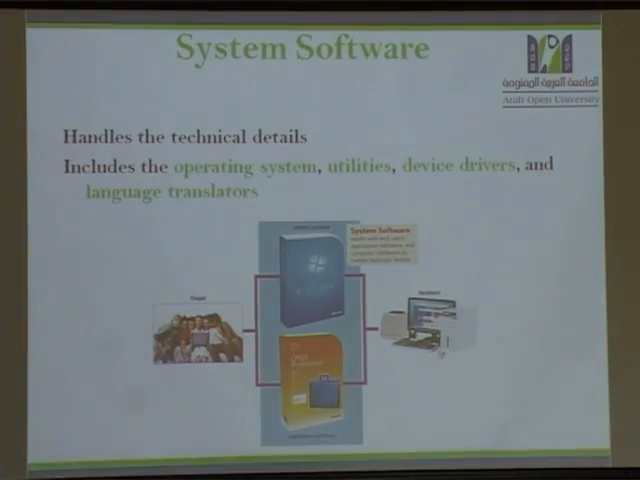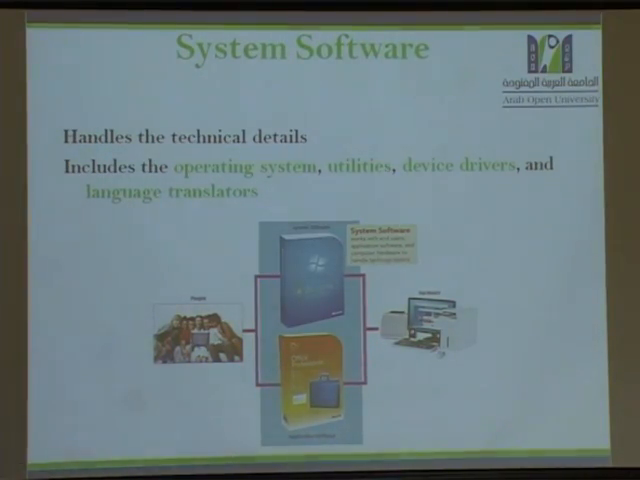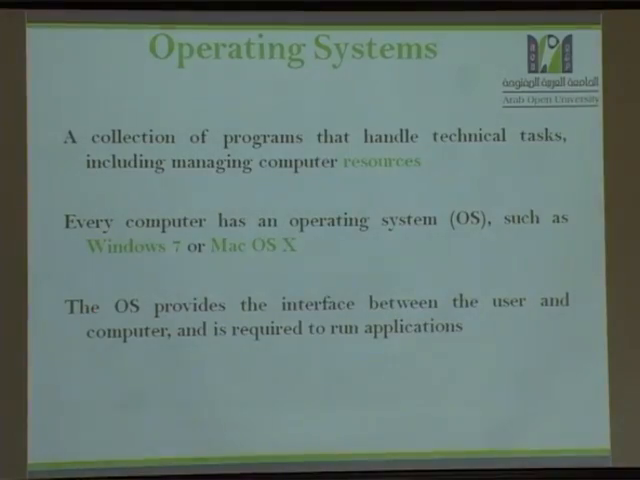So we have something called system software. System software handles all the technical details on your computer. It manages the operations and the functionalities between all the computer resources. In system software, we have a number of things that collaborate together: the operating system, utilities, device drivers, and language translators. The operating system is the system that you install on your computer in order to handle all the technical tasks, including managing all your computer resources.